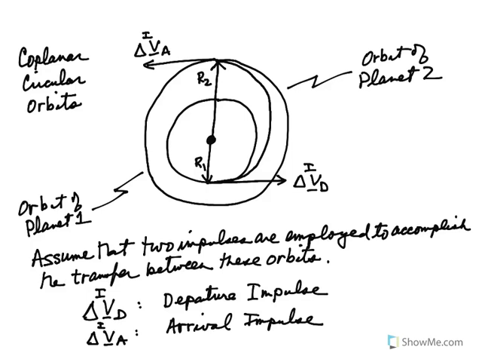Now, because we have coplanar orbits and we're doing this elliptic, we're moving on this elliptic transfer orbit. So here's the elliptic transfer orbit. We need the semi-major axis in order to be able to figure out these delta V's. So what I'm going to do is define the semi-major axis. I'm going to label it A on the next page here. Let A equal the semi-major axis of the transfer orbit.